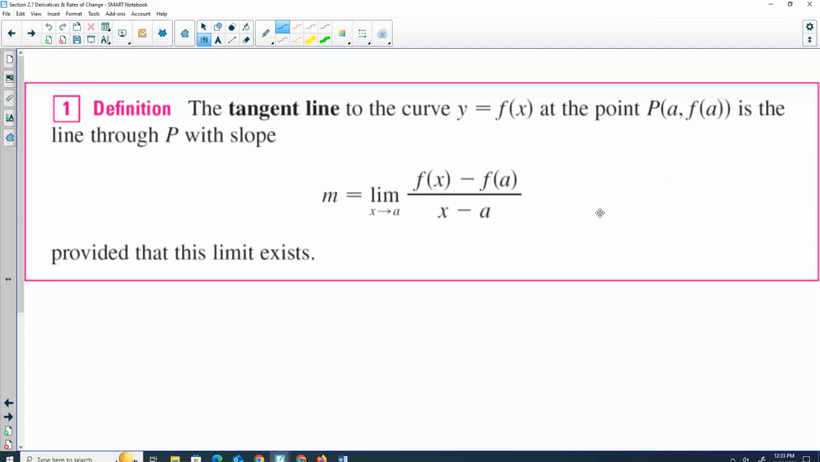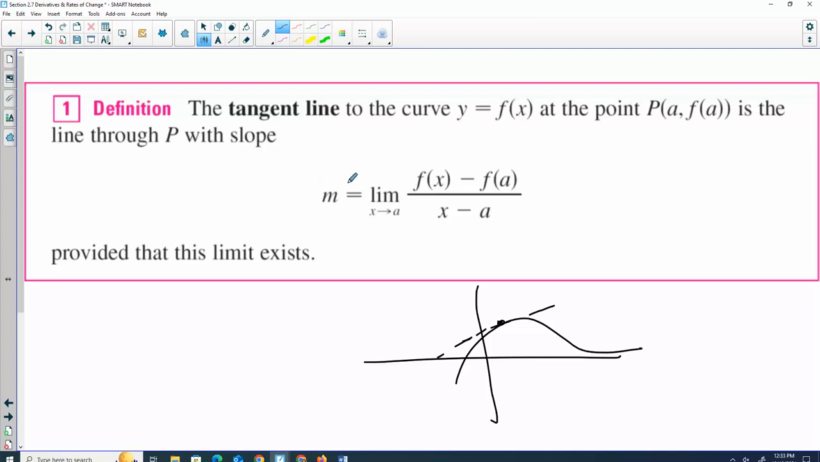So the tangent line to a curve is a line that touches the curve at a point. If I had some random curve and wanted a tangent line at this point, that is a line that touches the curve at that point and bounces off. It doesn't really go through, it just touches only at that point. And in order for it to just touch and bounce off, it has to have the perfect slope.